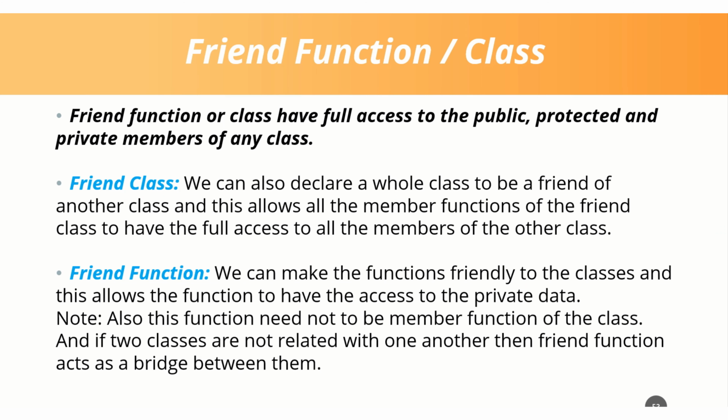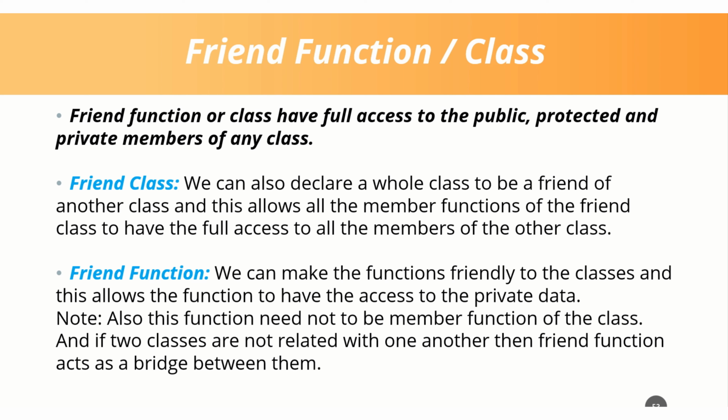A friend function or friend class has full access to the public, protected, and private members of any class. Friend class: we can also declare a whole class to be a friend of another class, and this allows all the member functions of the friend class to have full access to all the members of the other class.